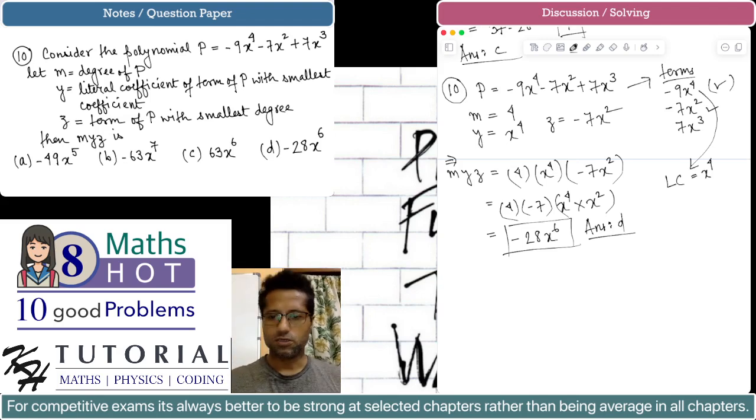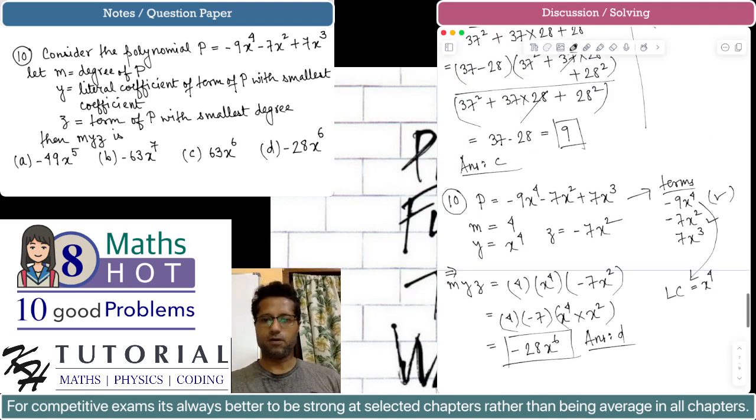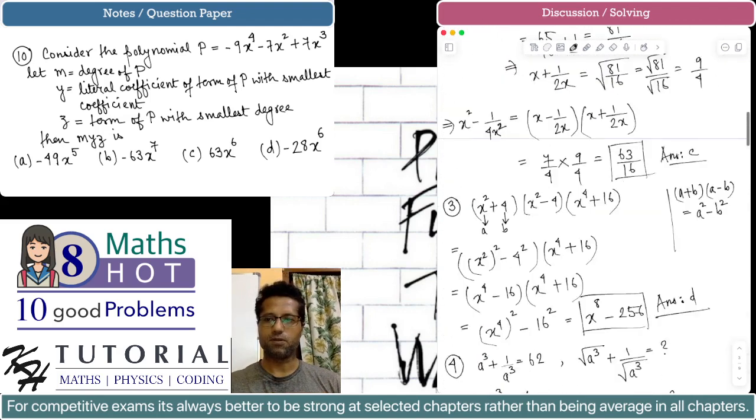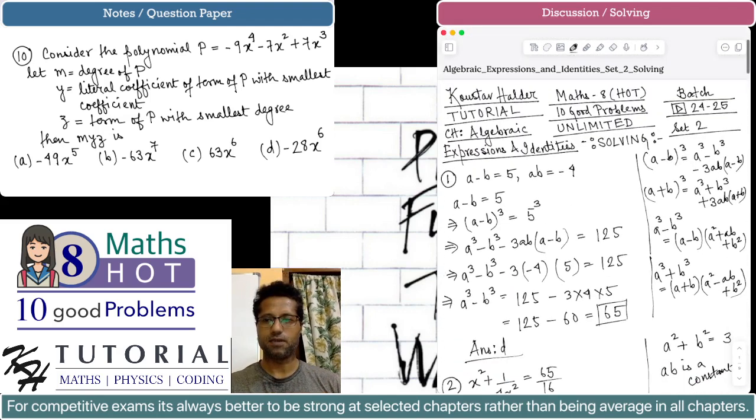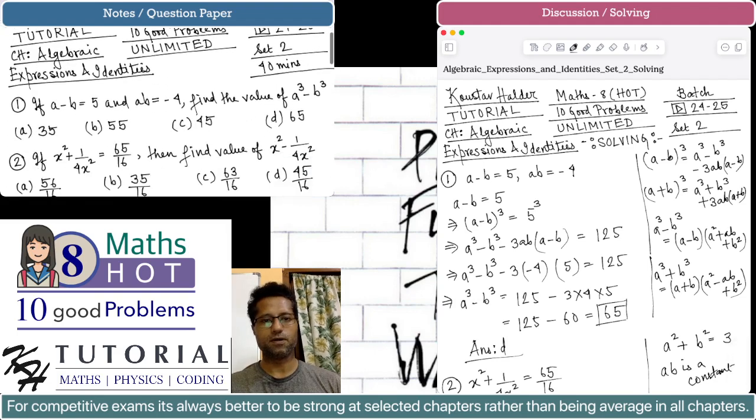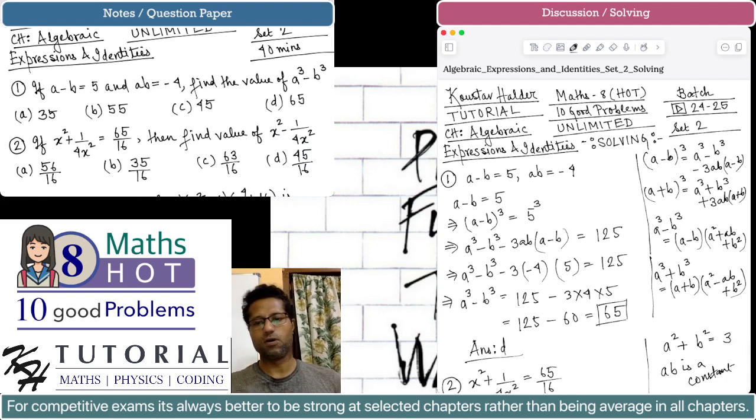So this brings to an end of solving set 2 of 10 good problems from the chapter of Algebraic Expressions and Identities. I hope these sort of problems will give you a good practice to evaluate your understanding of the chapter concepts. I will keep on making this kind of 10 good problems every now and then for all the chapters that I am completing in the other playlist, that is CBSE Maths 8 R. S. Agarwal.